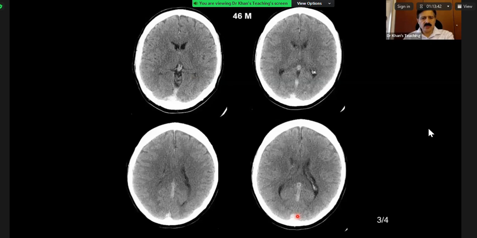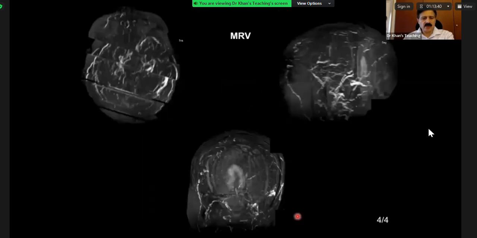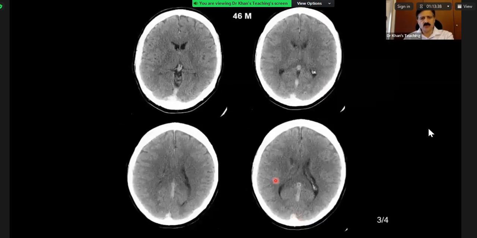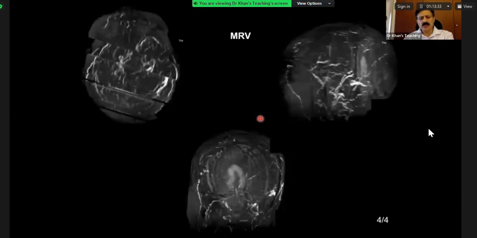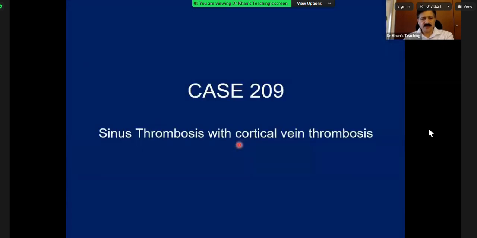Now, in this particular case, we did an MRV for this case. This patient was an alcoholic. He came with headache for about 6 weeks of duration. The MRV is not very good quality-wise, he moved a lot, but you can see practically all the sinuses are thrombosed. In any case, this is an exam fail.